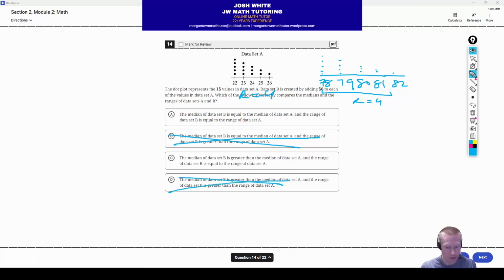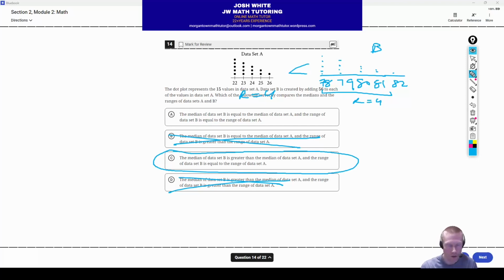Okay. So now, how do the medians compare? Well, the middle value when all your numbers are between 78 and 82 is obviously going to be greater than the middle value when everything's between 22 and 26. All of these numbers are 56 more than all these. So the median is also, it turns out, going to be 56 more. So therefore, the median of B over here is obviously greater than the median of A. Correct answer for this is going to be letter C.